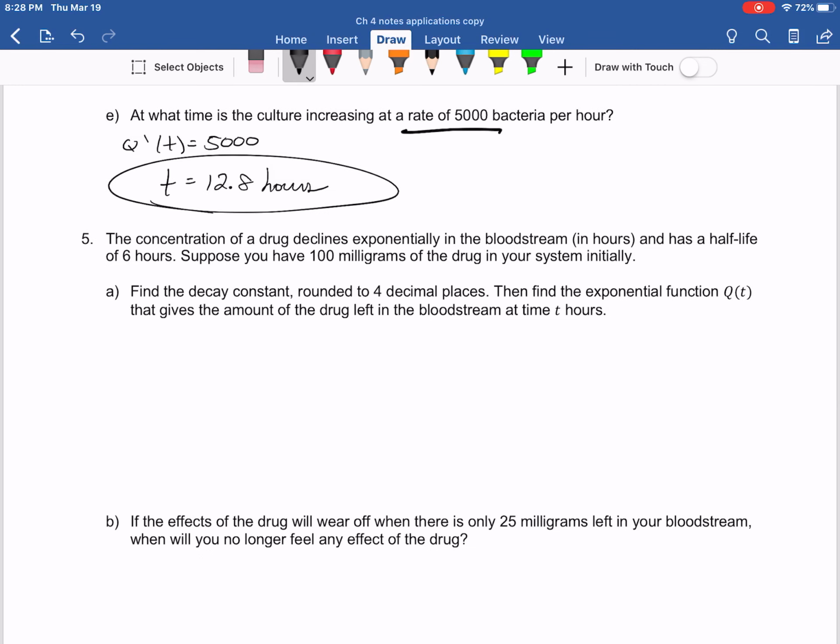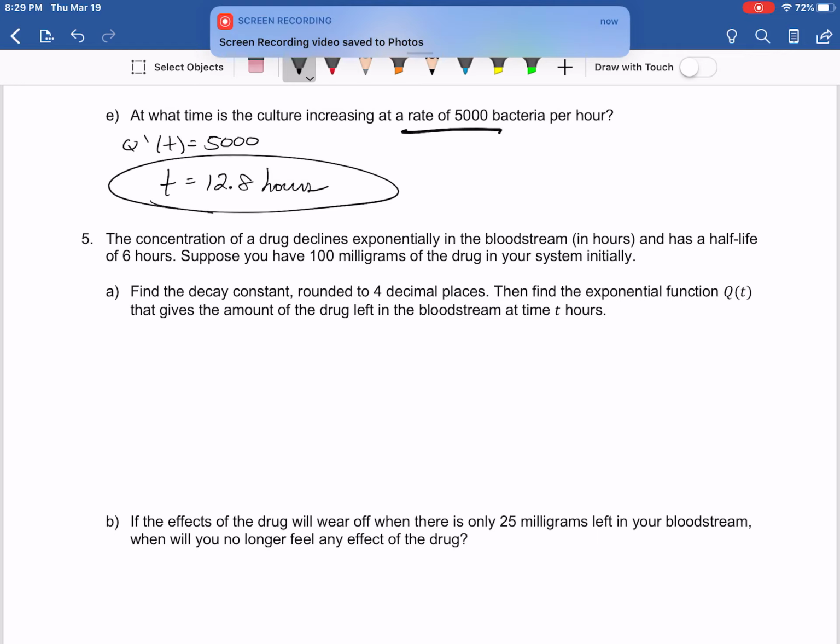This next example is going to be the exponential decay situation. The concentration of a drug declines exponentially in the bloodstream in hours, has a half-life of 6 hours. So once you're given a particular drug, 6 hours later, you have half of that. You have half of that in your blood system.